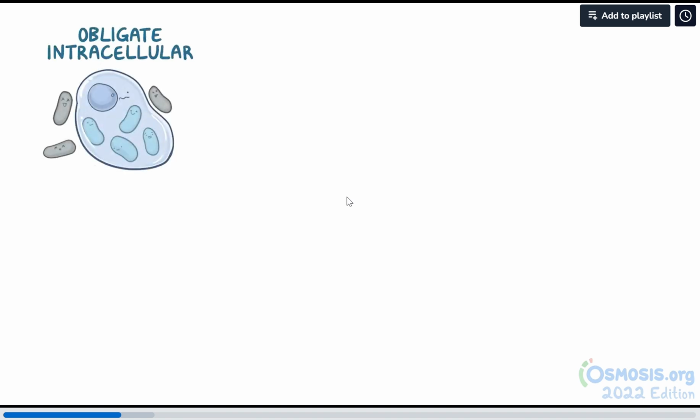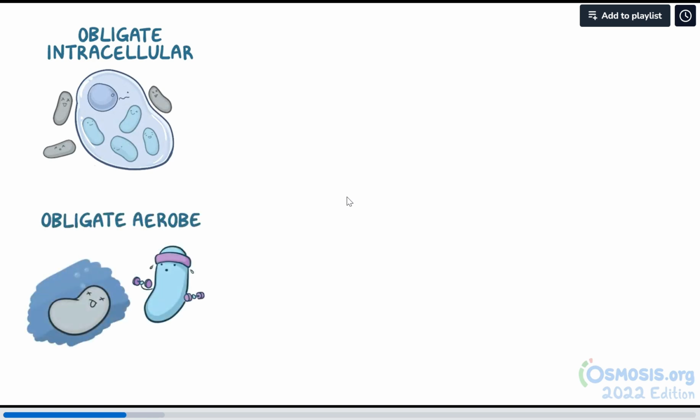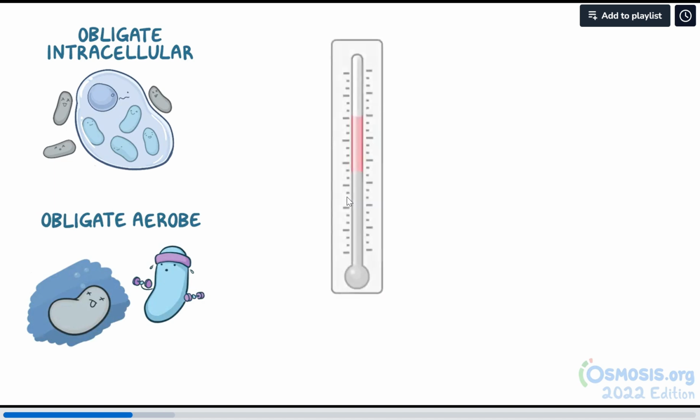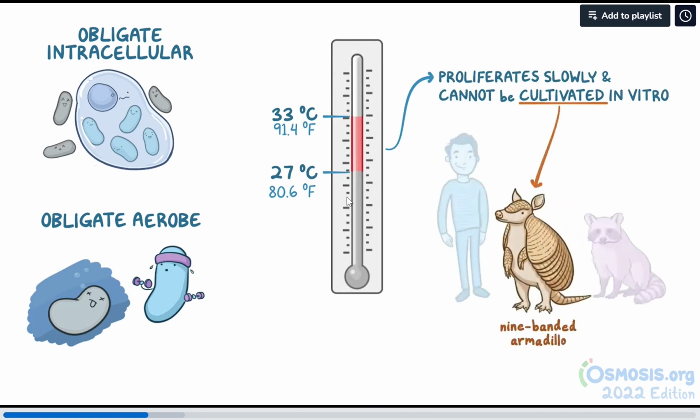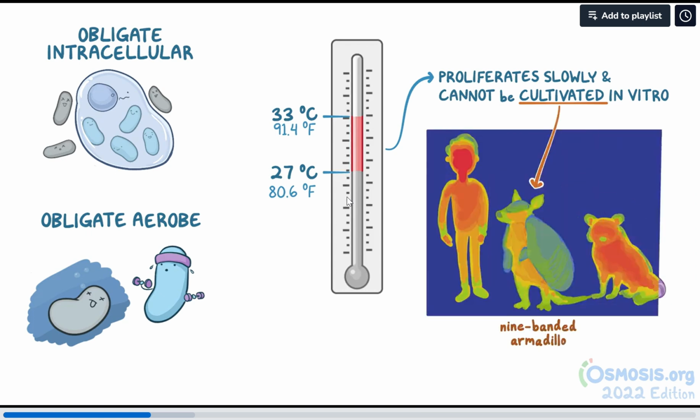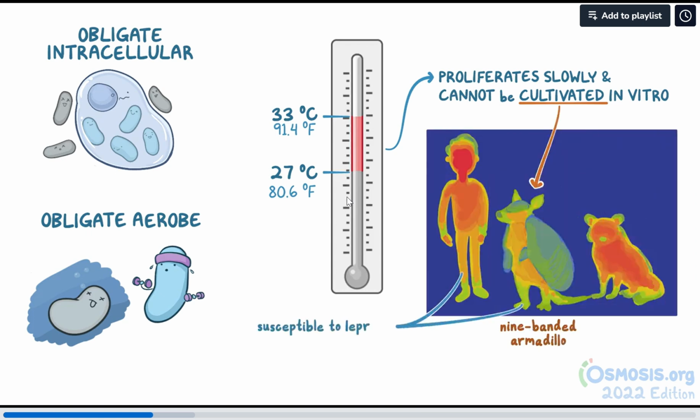Now, Mycobacterium leprae is an obligate intracellular microorganism, which means it can survive only inside cells. And it's an obligate aerobe, which means it can survive only in the presence of oxygen. Finally, Mycobacterium leprae grows best at cool temperatures, between 27 and 33 degrees Celsius, and it proliferates slowly, and it cannot be cultivated in vitro. Instead, it can be inoculated in nine-banded armadillos, which have a much lower body temperature than most mammals, and, like humans, are susceptible to leprosy.